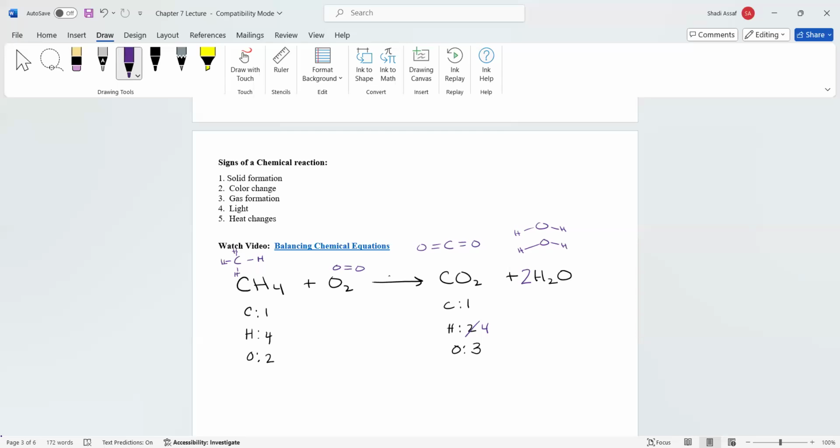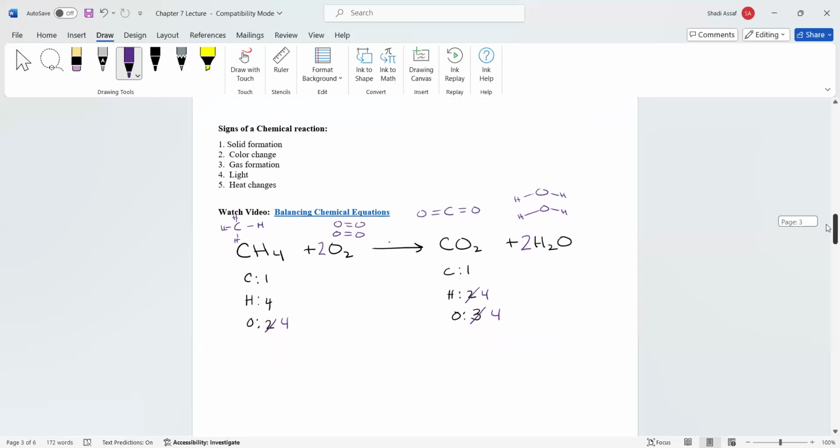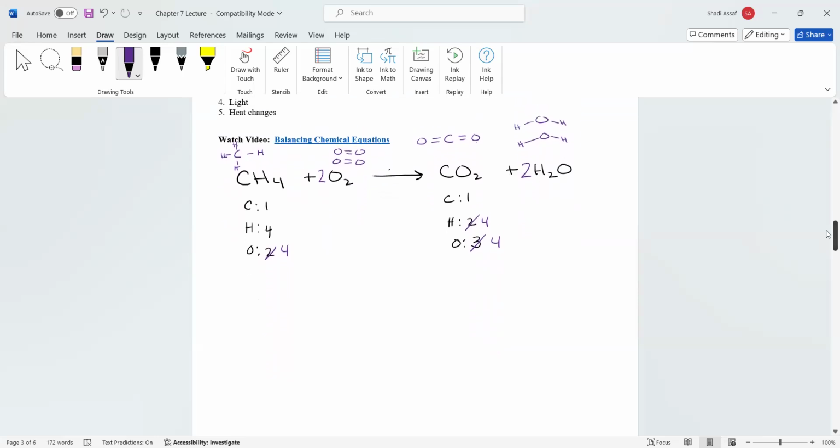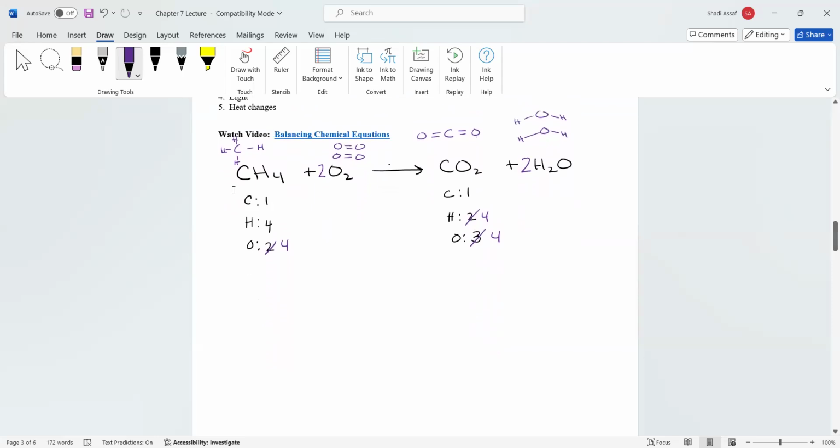So now, 1, 2, 3, 4 oxygens. So we need to change the number of oxygens on this side. What we do is we put a 2 in front of that, and that makes it a 4. And here you go, it's balanced. You have to practice these, but to be honest with you, I don't emphasize too much on this because again, it's like playing with a puzzle. There are really much more important concepts to focus on.